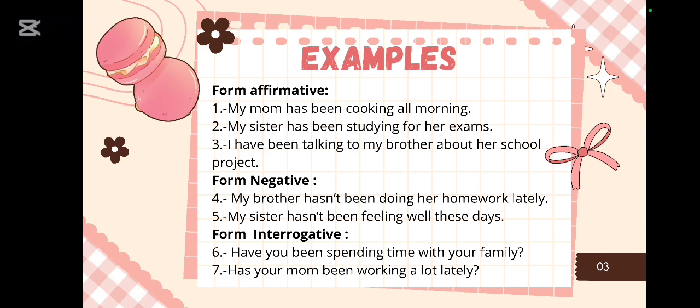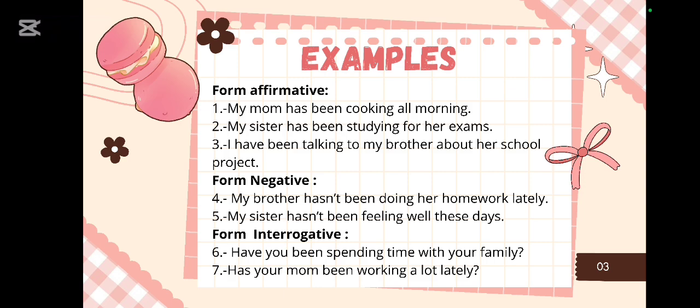The second form is the form negative. For example, my brother hasn't been doing her homework lately. The form negative with the auxiliary have in third person is possible: has not or hasn't. The second example is my sister hasn't been feeling well these days.